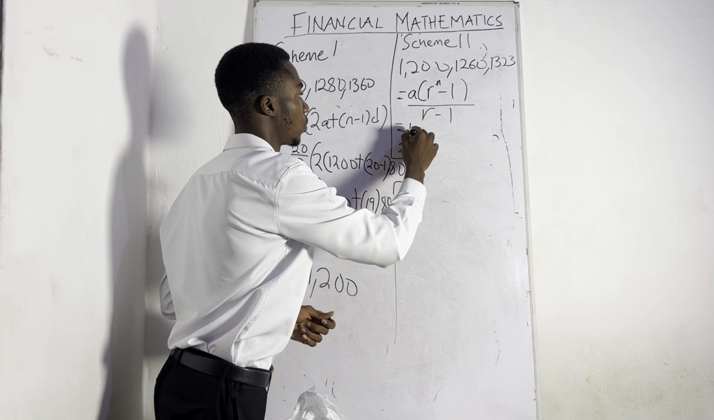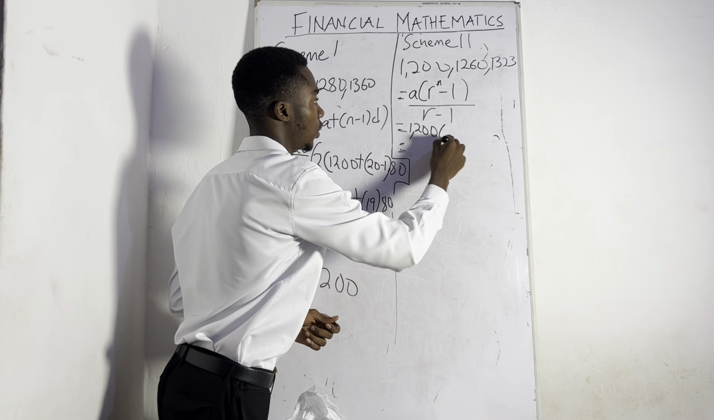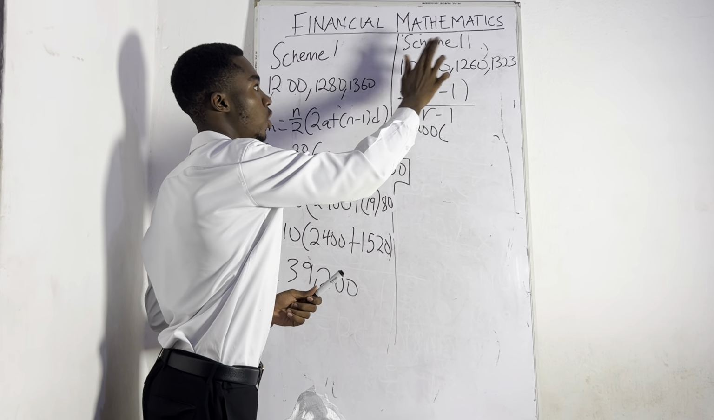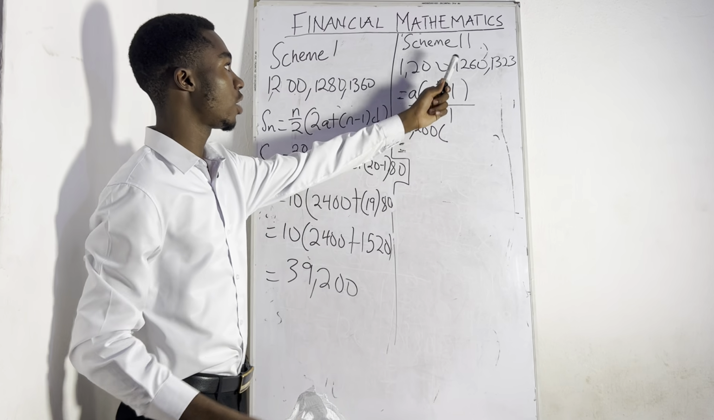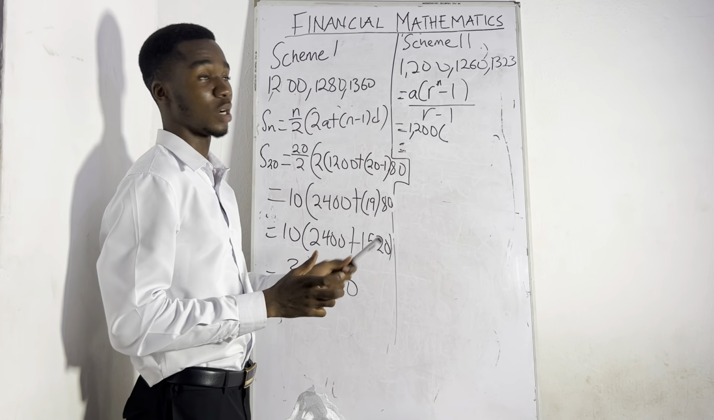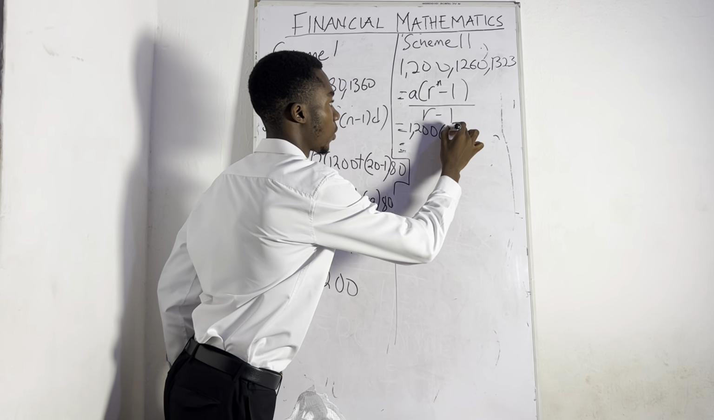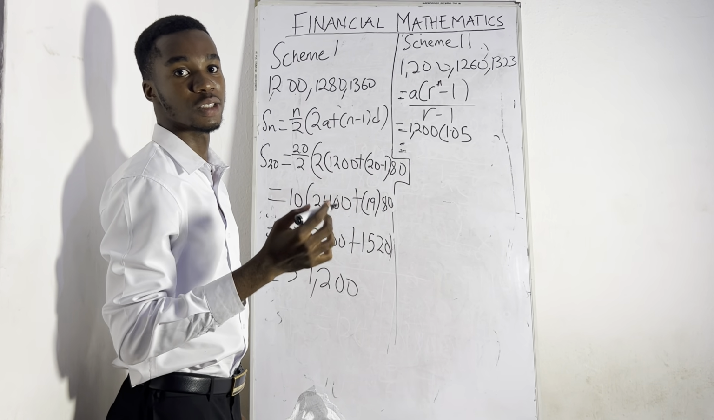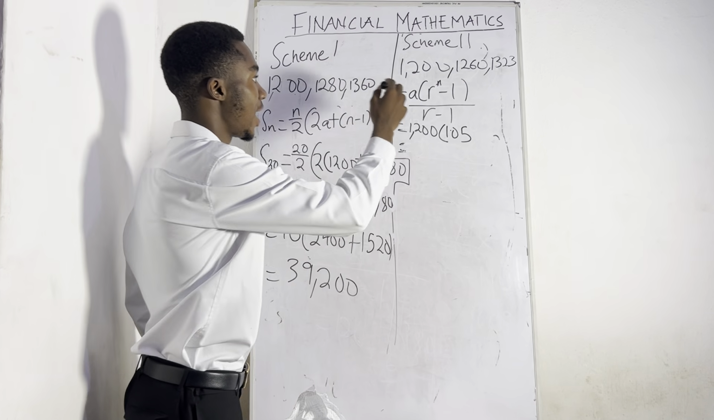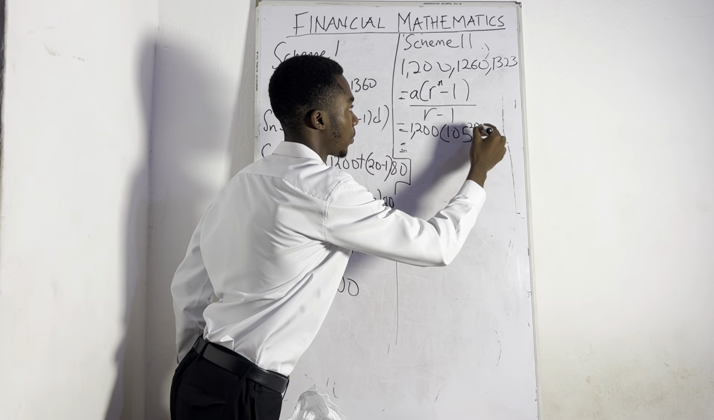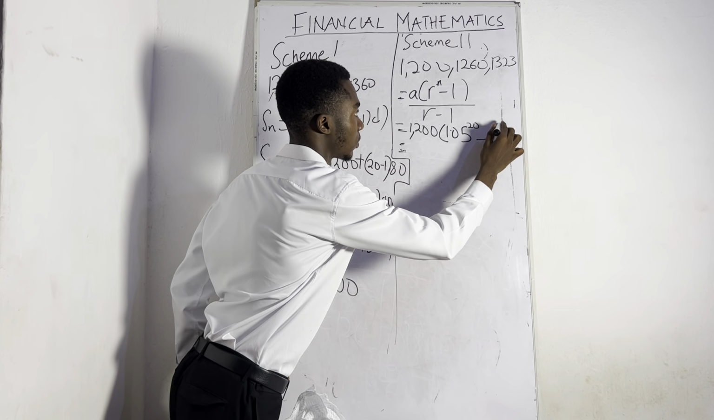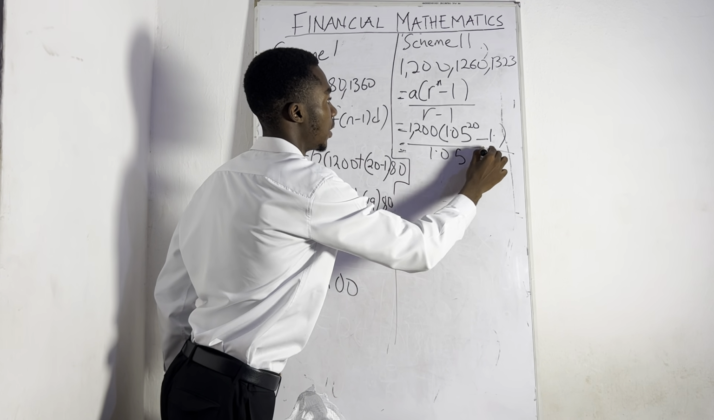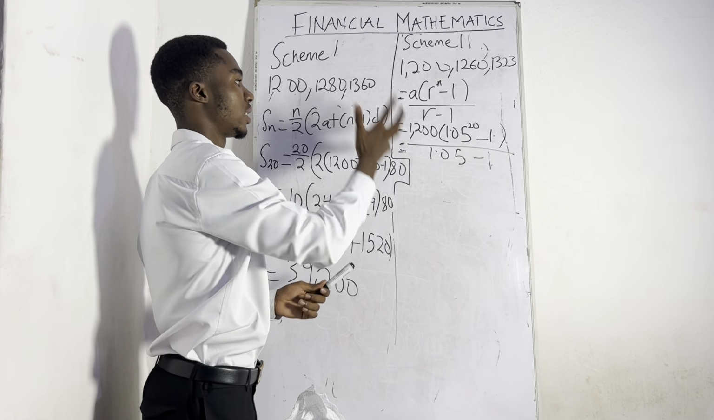So our A is 1200 into brackets r exponent n. And r is the common ratio, which is the second term divided by the first term or the third term divided by the second term. You get it? So 1260 divided by 1200. When you punch it on the calculator, we got 1.05, which is our ratio, exponent n. They said the total output for the first 20 weeks. You get it? So our n is 20. Then minus 1. Then all this over r. R is 1.05 minus 1. You get it? So you can punch it like this on the calculator.